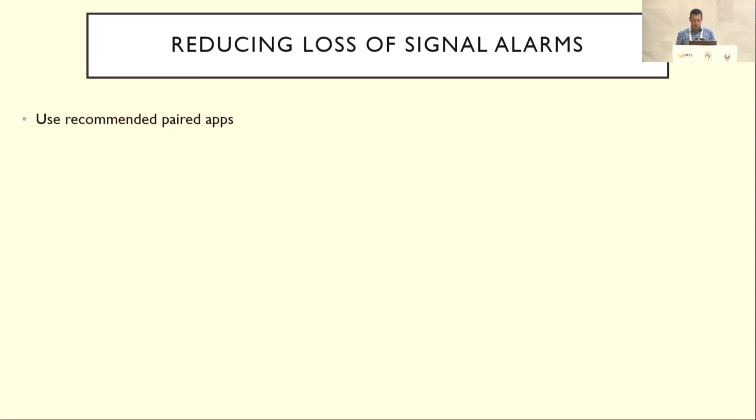Now, the loss of signal alarms is something that's also really common. And you may have people in your practice who don't use the recommended apps. For example, they may be going with Gluco or My Sugar or other apps. It's much more common to have loss of signal with those third-party apps than it is with the recommended apps, such as the Dexcom and Libre Link, for example. So that is one thing I do encourage my people to do.